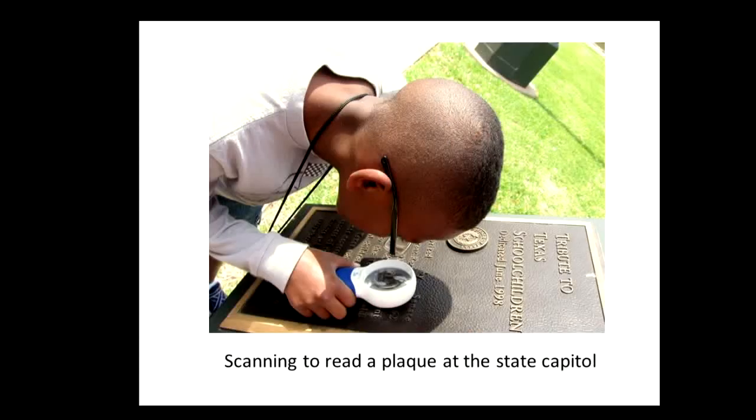Here's an example of dealing with bright light. As this boy bends over to scan a plaque at the state capitol, his head is actually blocking the light, making it easier in this situation to read. Be sure you explain to the student what they can do to optimize the visual environment.